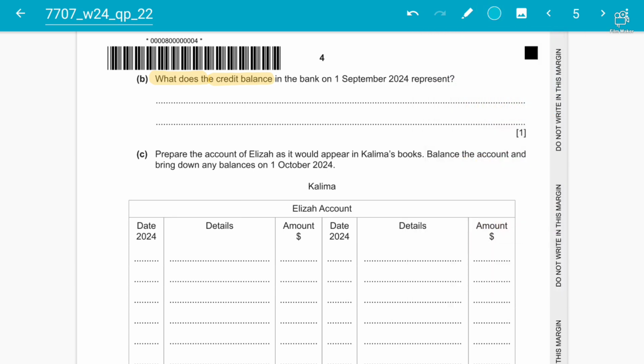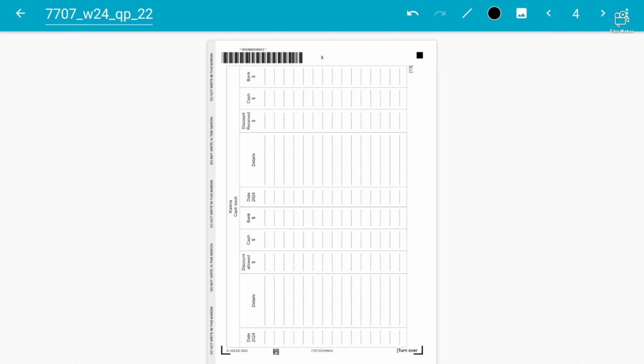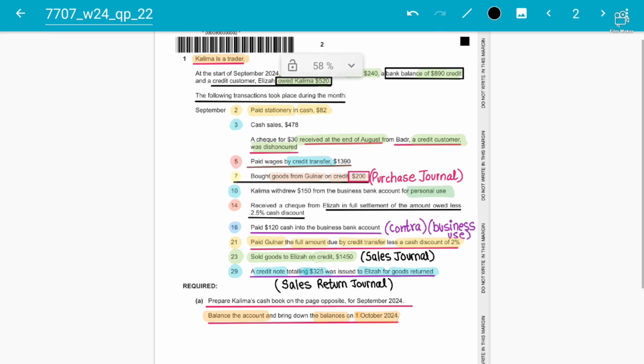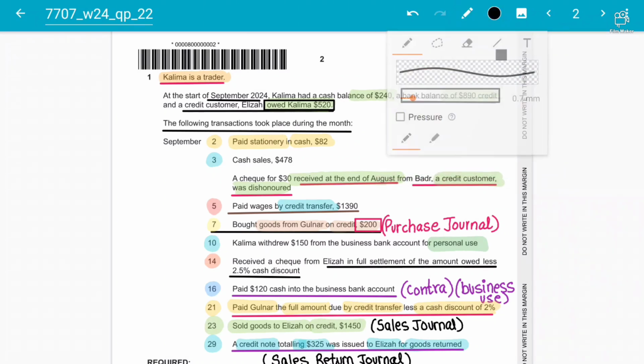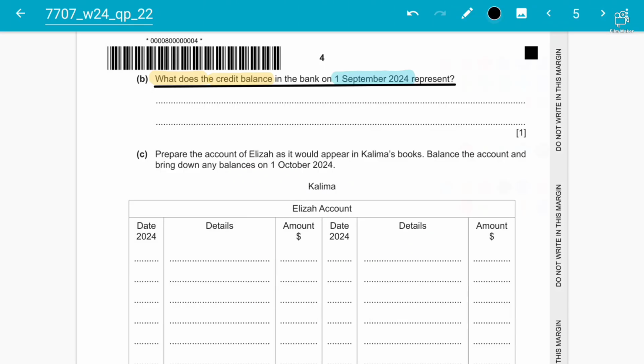What does the credit balance in the bank on 1st September 2024 represent? It's a very simple, very straightforward question. What does the credit balance on the bank account on 1st September represent? At the start of September 2024, we have a bank balance of $890 credit. So you just have to tell the examiner that it's a bank overdraft or it's a liability. So it's basically called a bank overdraft.